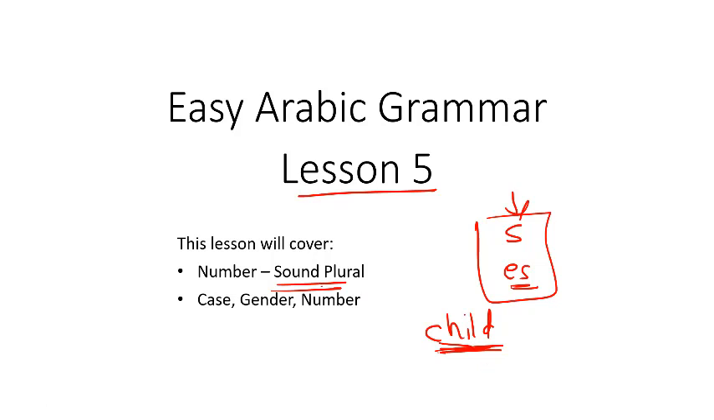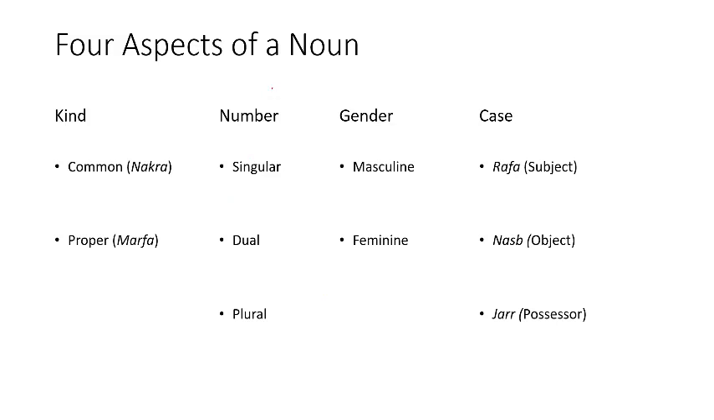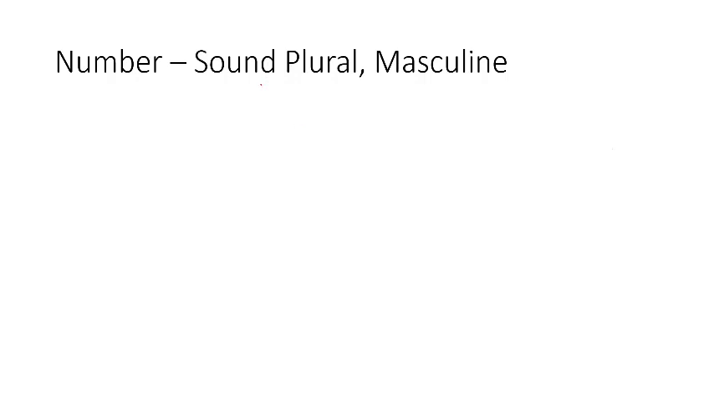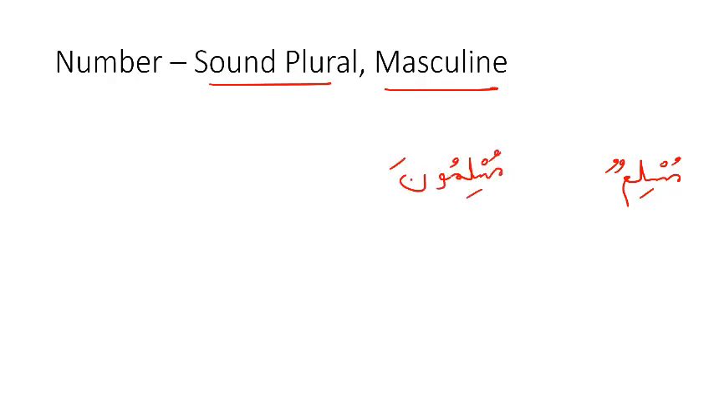Here our focus will be on sound plurals where we have a very basic rule to go from singular to plural. In terms of our larger context, we are now over here talking about plural, and this falls under the number aspect of a noun. Now we look at how to create a sound plural for a masculine noun, and we'll start with a very simple noun, Muslimun. The plural of Muslimun is Muslimuna, and Muslimuna is in Rafa form.